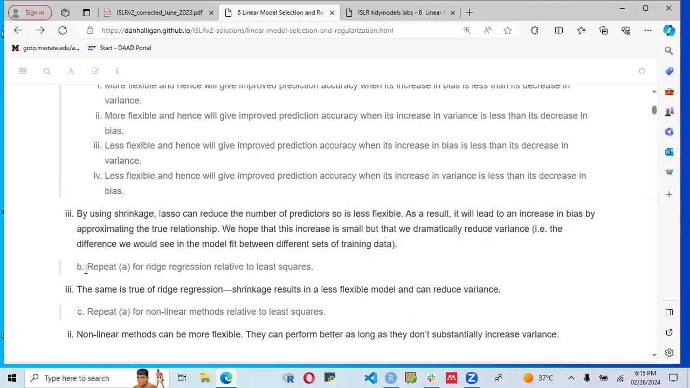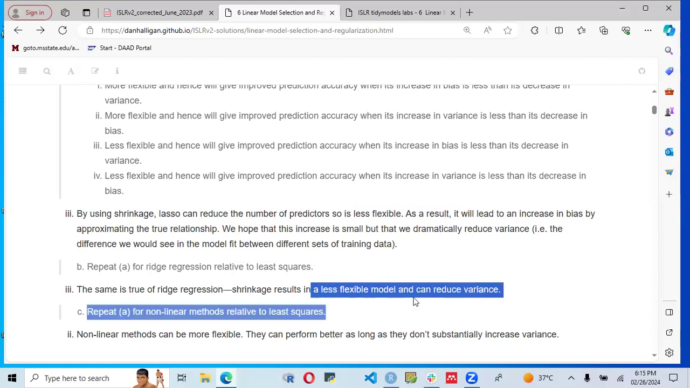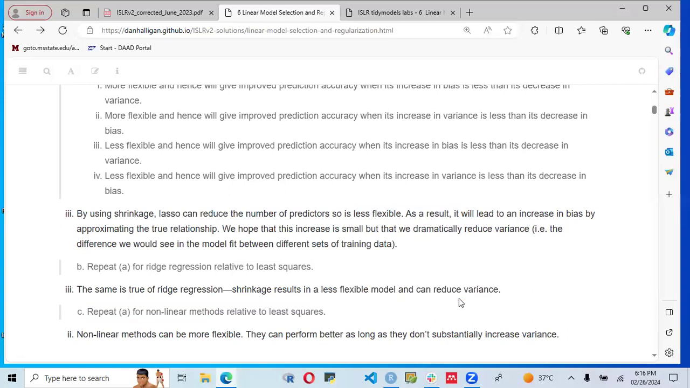So we also have the second part, which is B. We should repeat A for ridge regression relative to least squares. So here we can see that the same is true of ridge regression, because shrinkage results in a less flexible model and can reduce the variance.